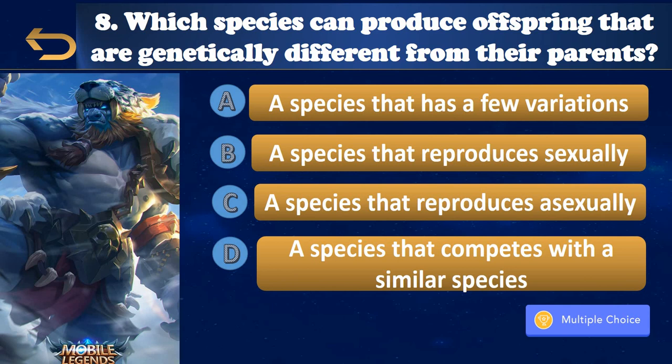Number 8 question. Which species can produce offspring that are genetically different from their parents? Is it A. A species that has a few variations, B. A species that reproduces sexually, C. A species that reproduces asexually, or D. A species that competes with similar species? And go. Time is up. The correct answer is letter B, a species that reproduces sexually.